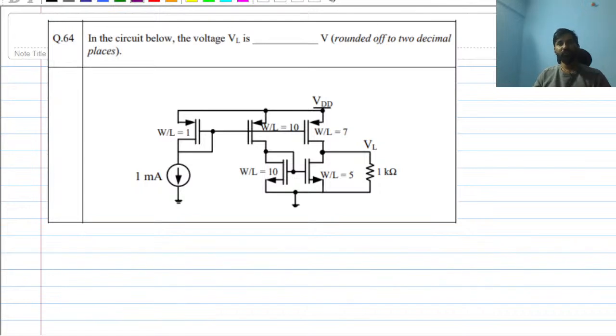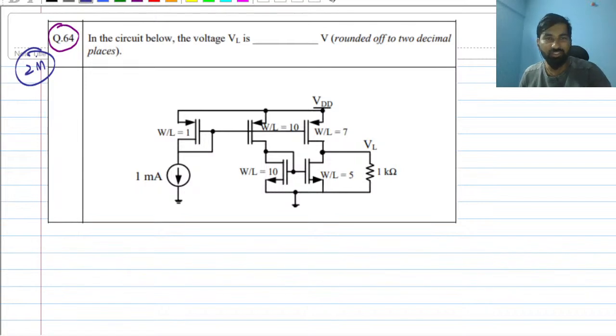Hi everyone. Today I'm going to discuss one of the very good problems which was asked in GATE 2023, directly from our classroom. I hope all of my students have done this problem correctly. This problem was direct. It was question number 64, and it was asked for 2 marks.